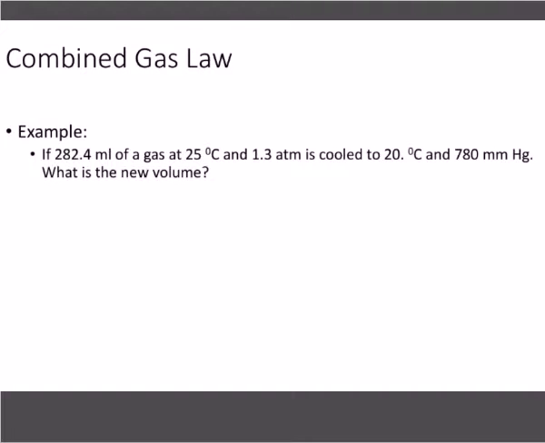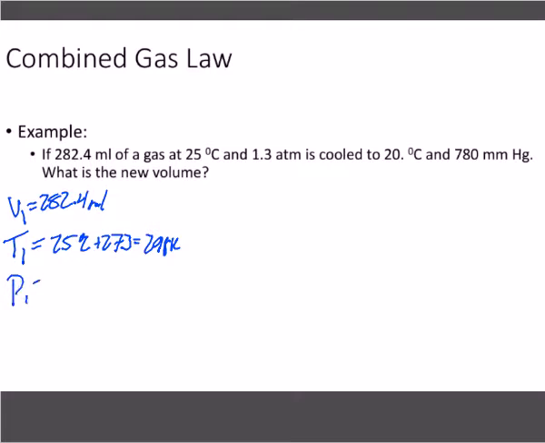All right, so here's our example. This is where it becomes very important that you actually write down all of the variables first. And the way I grade, I will give you a point for writing the variables down. Even if you don't know how to do anything else from there, you need at least a point for writing those down and defining them correctly. 282.4 milliliters. What variable is that? V1. Of a gas at 25 degrees Celsius, that's going to be my T1. Now, what do I need to do with that? Yeah, go right to Kelvin with it. So that's going to be 298 Kelvin and 1.3 atmospheres. So there's my P1.